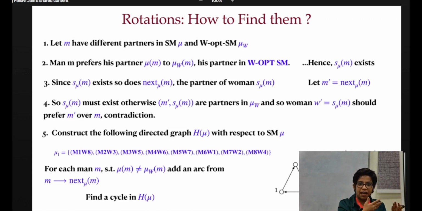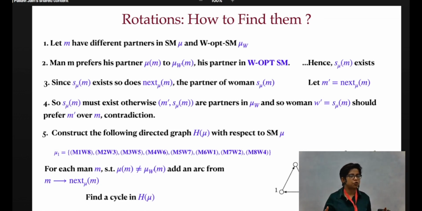So can there be a matching mu1 where this rotation rho 1 exists, and another matching mu2 where another rotation rho 2 exists that contains the same M0 W0? Can that happen? Try and see whether this is possible, and once you know this, you should be able to come up with an upper bound.